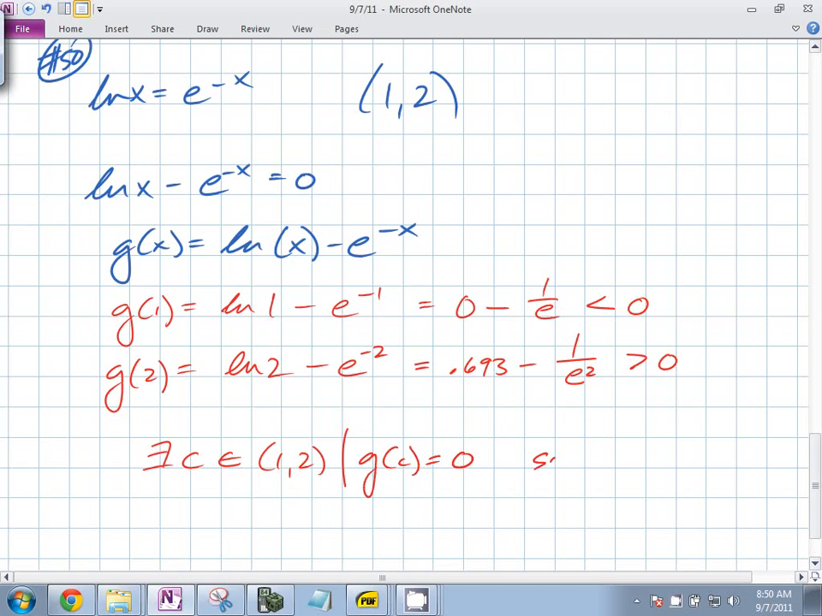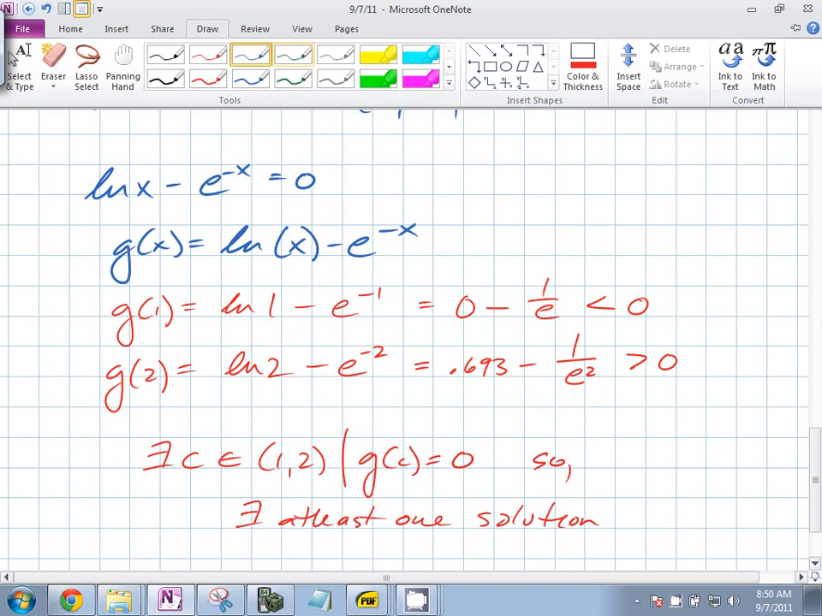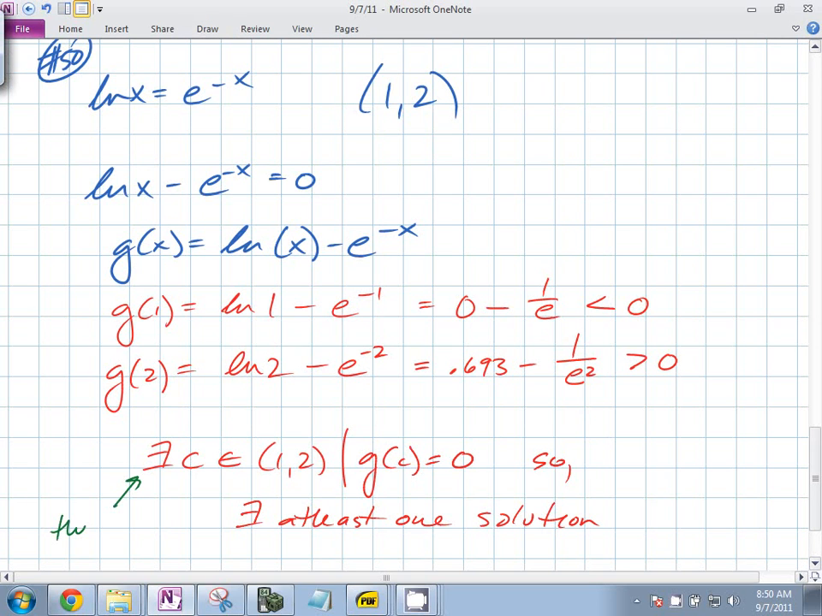So there exists at least one solution. I'll write this out for you. That means there exists a c contained in the interval, and that bar means such that. Does this make sense, everybody?